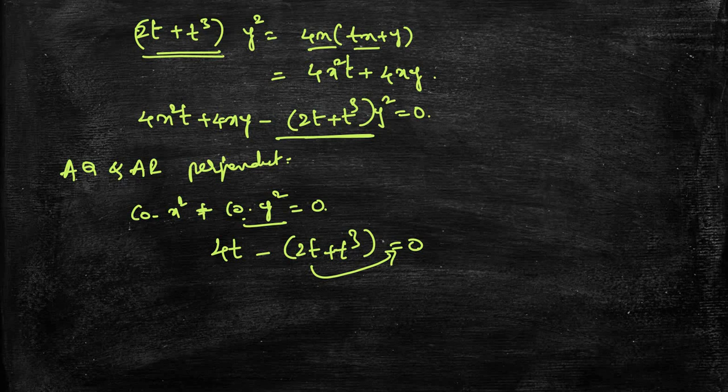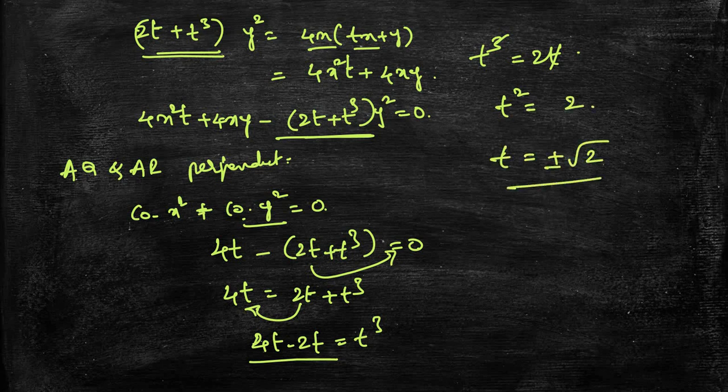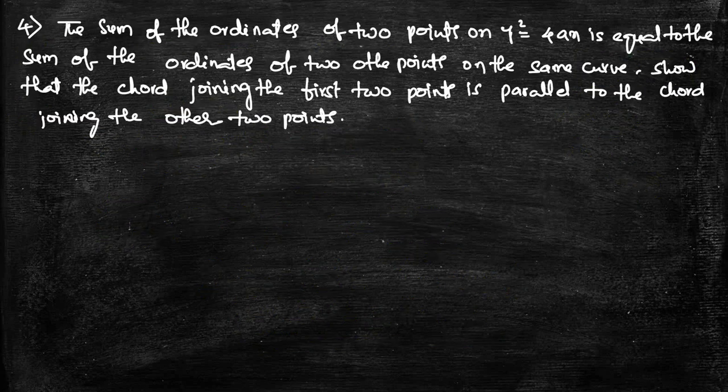So from this I will take it to the right side of the equation: 4t is equal to 2t plus t³. So bringing it to this side, it will become 4t minus 2t is equal to t³, and t³ is equal to 2t. This 4t minus 2t is equal to 2t, so t will get cancelled, t² is equal to 2, t is equal to plus or minus root 2. So this is what we have to show here. Now moving to the next question.